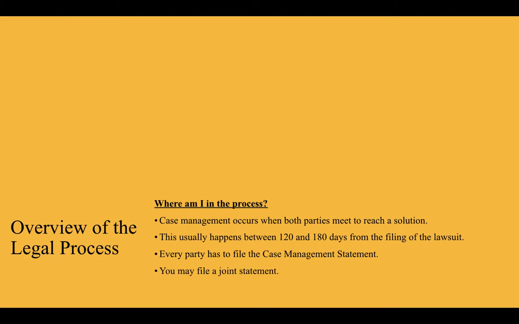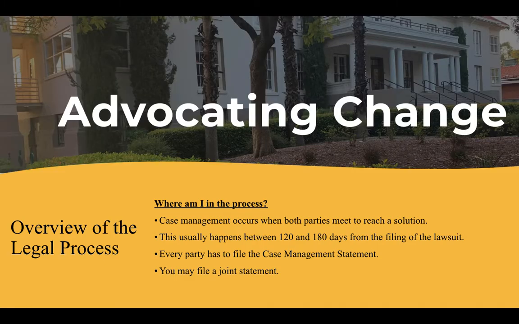When it is necessary, both sides of the case complete, file, and serve forms called the case management statements and proof of service. According to Rule 3.725 of the California Rules of Court, every party has to file the case management statement at least 15 days before the first case management conference. You may file a joint statement that you all need to sign, or you may file individual statements.